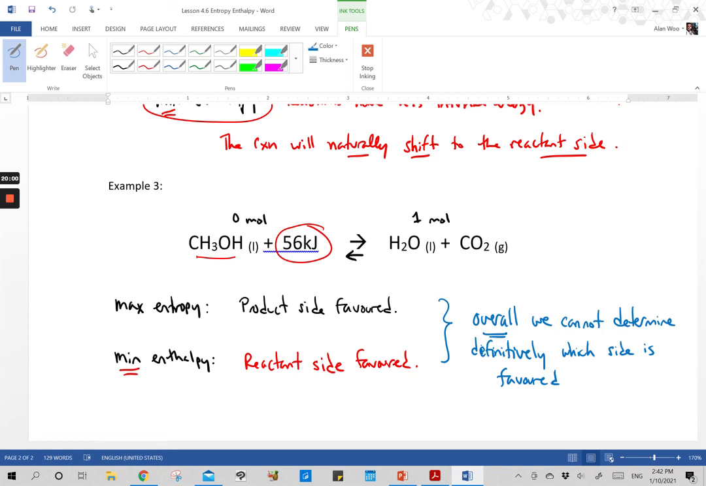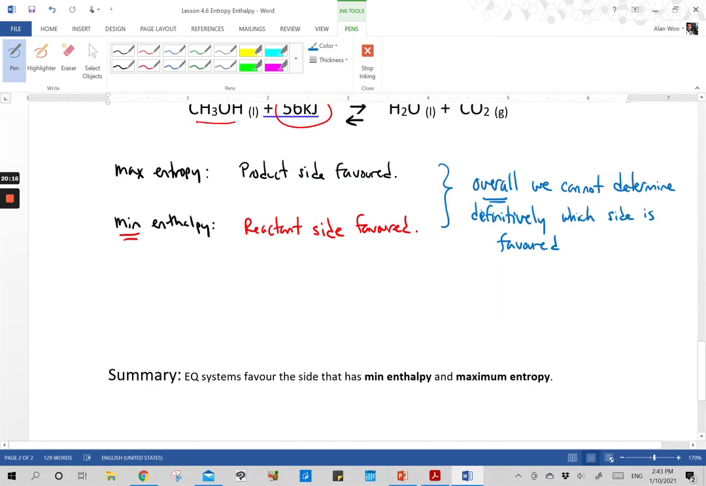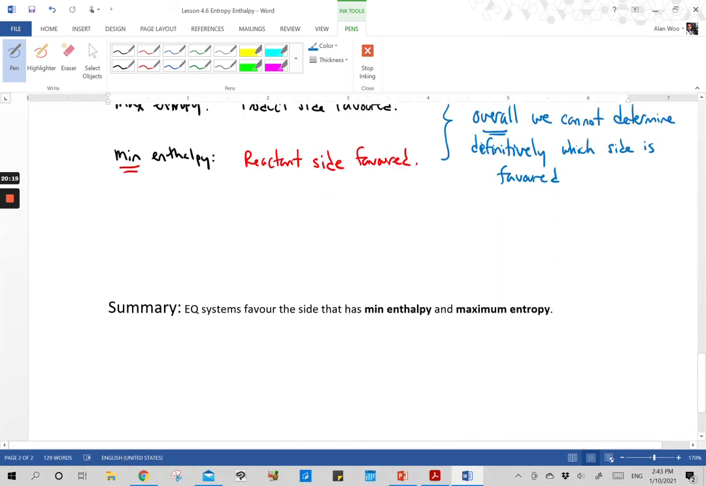So in terms of our scope for grade 12, we kind of just leave it at that: we cannot determine which side is favored. So it's important for us to be able to at least identify which side has maximum entropy and which side has minimum enthalpy. Okay, so to summarize, all of your equilibrium systems that I give you, when I ask you for which side is naturally favored, always start thinking about minimum enthalpy and maximum entropy and see where the information takes you from there.